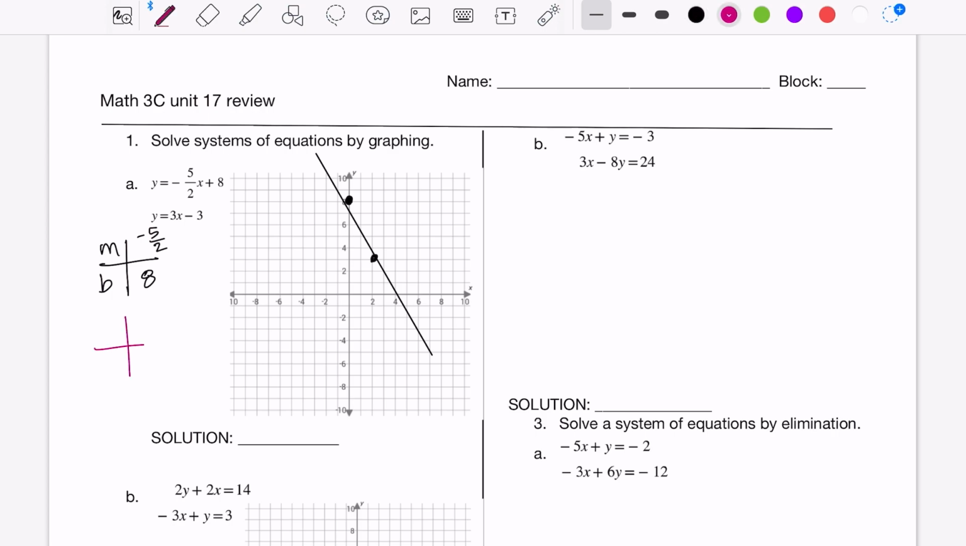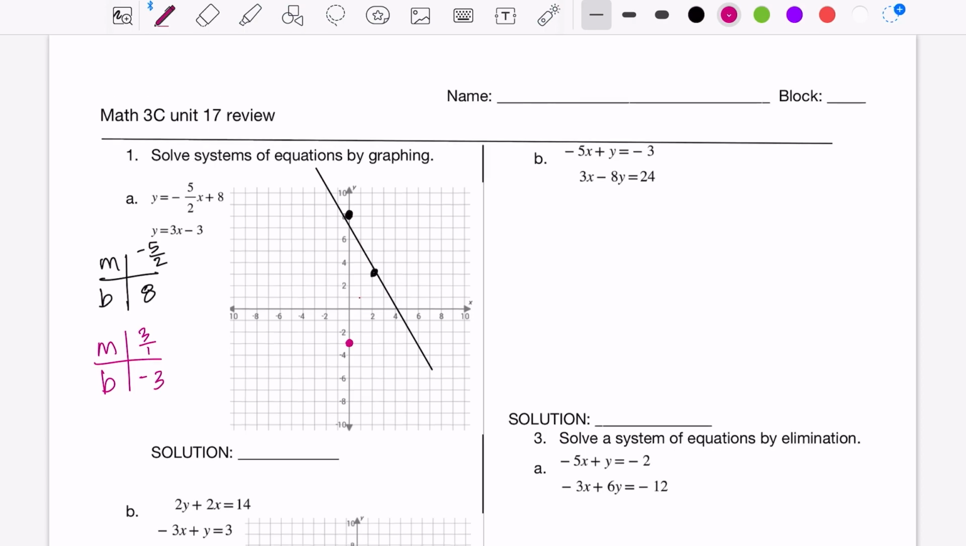For the second equation, if it's not in y equals mx plus b form, you need to put it in that form. We have the slope of 3 over 1, and b is negative 3. So we begin at negative 3, and then we go up 3 over 1. So it's always up or down first, and then we can see our point of intersection right there is 2 and then 3.